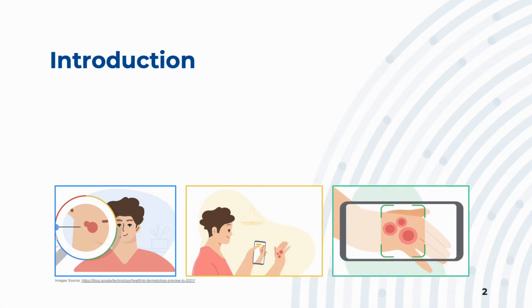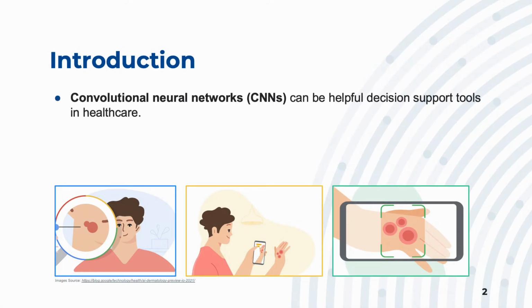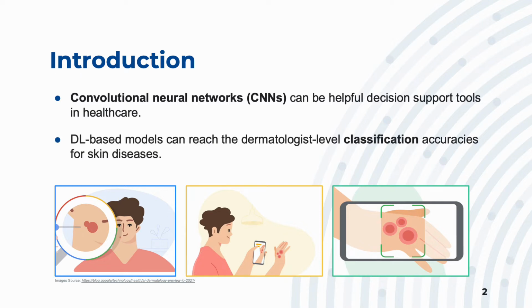Owing to the advancement in deep learning, convolutional neural networks can be helpful decision support tools in healthcare applications, particularly in the field of visually oriented specialties such as dermatology. Recent research has shown that deep learning-based models can provide dermatologist-level performance. In this field, clinical imaging data is being used to develop classification models to diagnose skin cancer, skin lesions, and other different types of skin conditions.